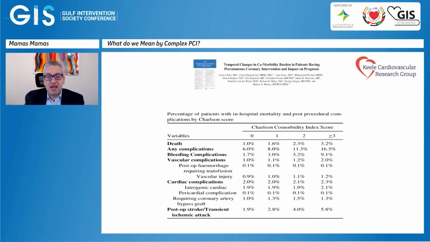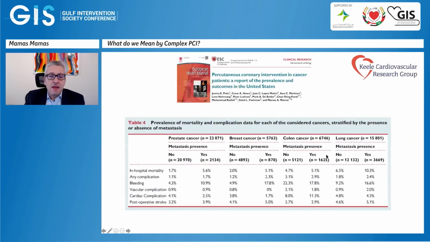And you can see that comorbidity index or burden, particularly in the severe patients, has an important impact on PCI outcomes. So with a death rate of 3%, bleeding complications of close to 9%. But there's other aspects of comorbidity.